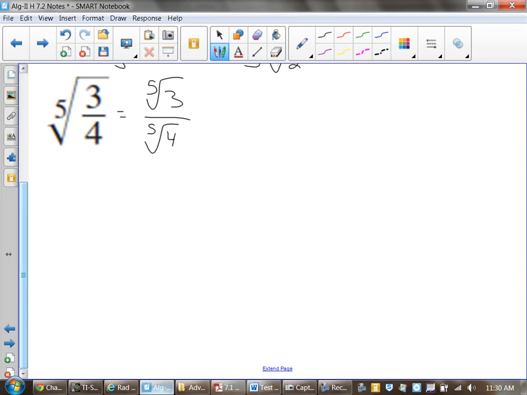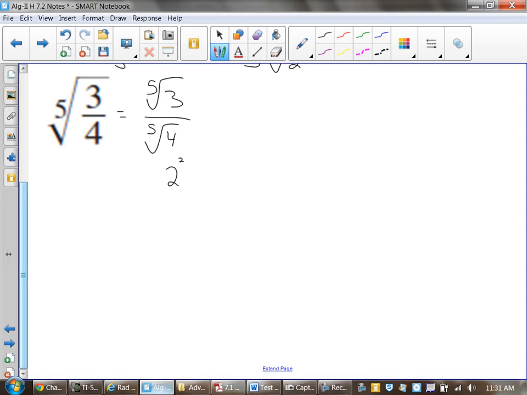1 to the 4? No, that'd be 1. So it would be 4 to the 4? No, no, no. 4 squared. It's 2 squared, right? 2 squared. This is 2 squared, right? I think it's 4. Okay.